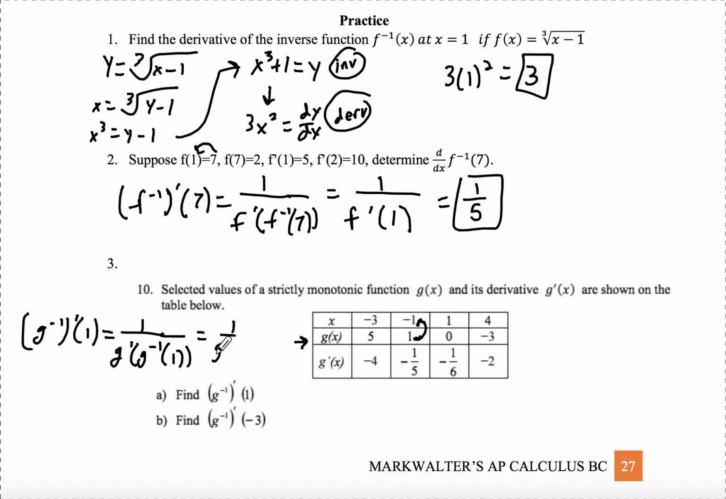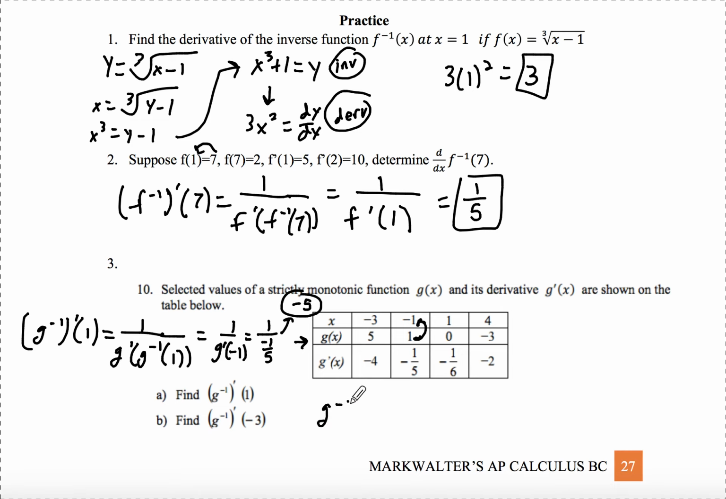So this becomes 1 over g prime of negative 1. Now, what's g prime of negative 1? g prime of negative 1 is negative 1/5. So this becomes 1 over negative 1/5, and 1 divided by negative 1/5 is negative 5. There we go. That'd be g inverse prime of 1.